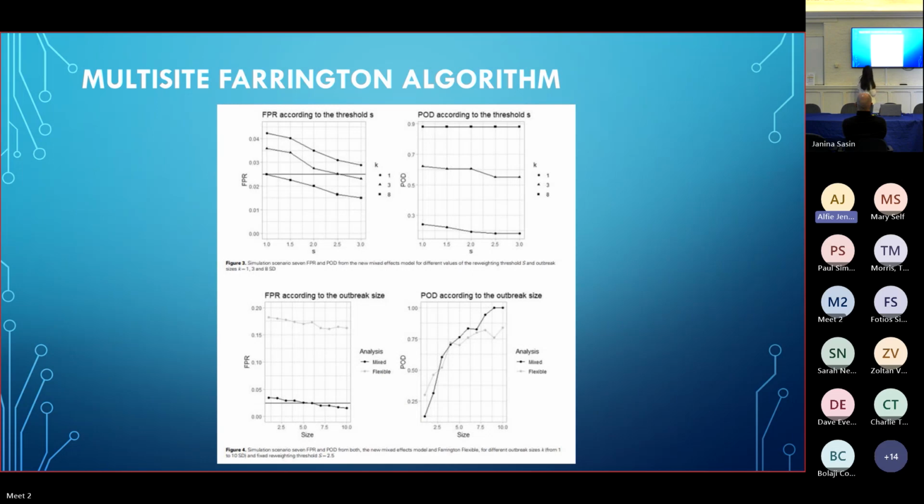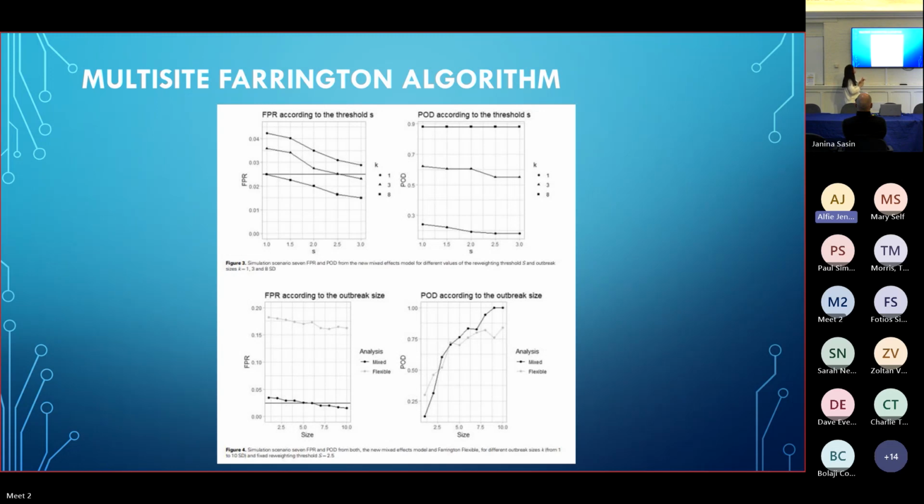In these graphs, at the top, we can see the false positive rate here and the probability of detection, how they change with outbreak size. So K is the outbreak size in this case. We can see that K equal 1 is the small outbreak, 3 is medium outbreak, 8 is large outbreak. We can see that the false positive rate goes down the higher the outbreak. And over here, the probability of detection is higher the larger the outbreak.